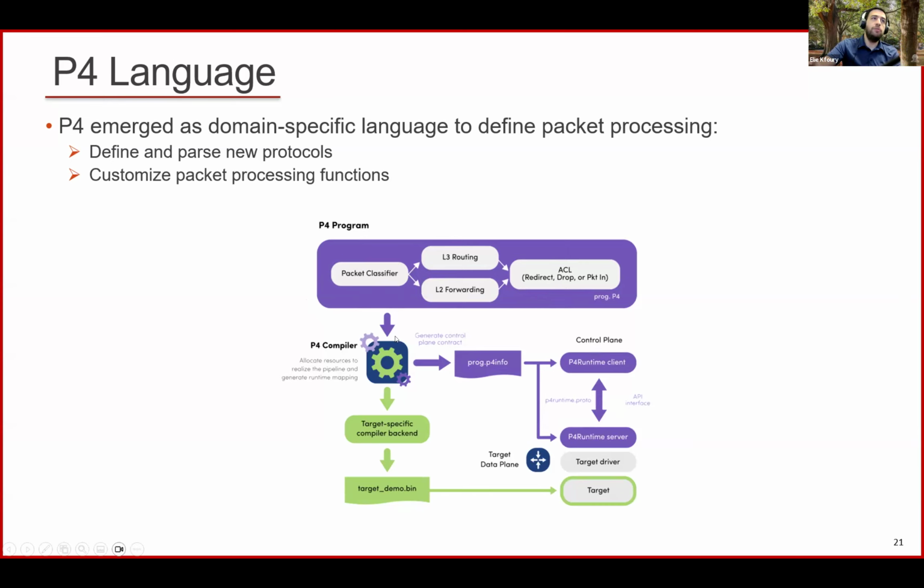Then the P4 program will be fed into a P4 compiler that will generate a target-specific binary file that can be loaded. So for example, if you have a switch, you write a P4 program, you pass it to the compiler, and it will generate a binary file that you can load into the switch. At the same time, it will generate control plane metadata or specifications that you can use to populate tables at runtime, to manipulate registers, to be able to really control the data plane that you have.